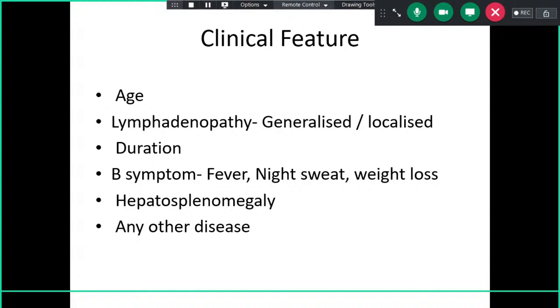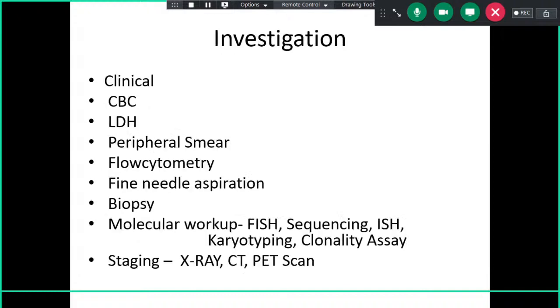So there is a general lymphadenopathy or localized lymphadenopathy. Duration: how much duration? From that you can guess whether it's aggressive or indolent. Then I told B symptoms: fever, night sweat, and weight loss. So what are the investigations you basically require for a lymphoma?